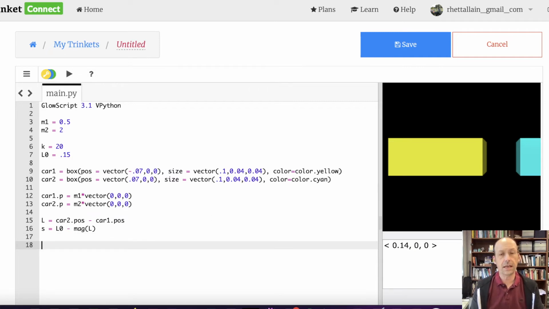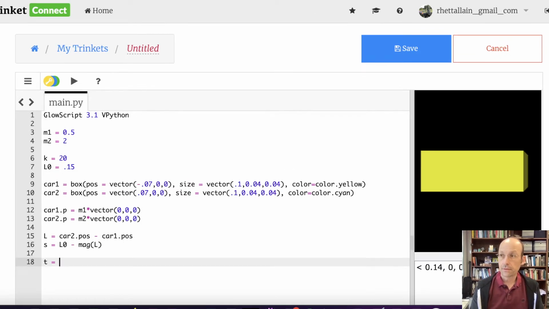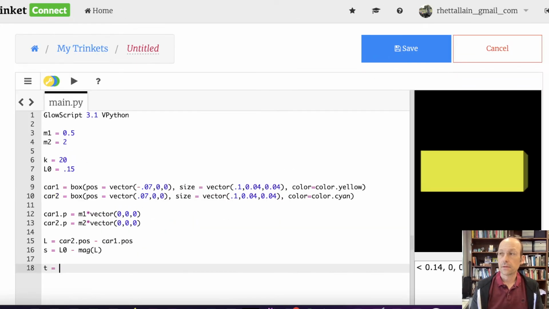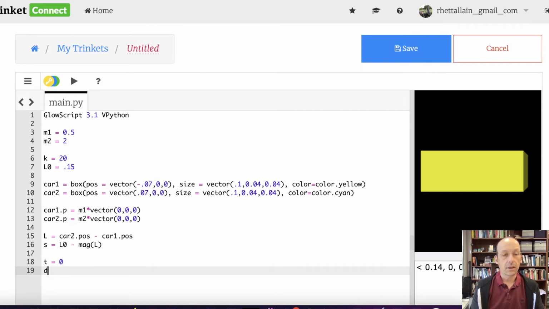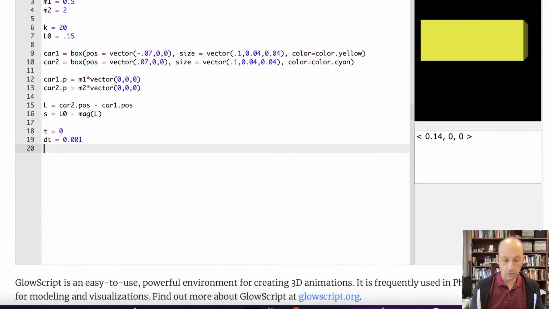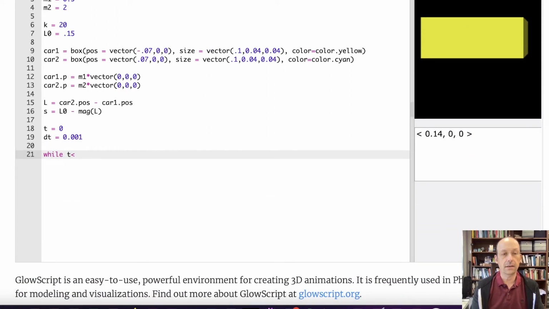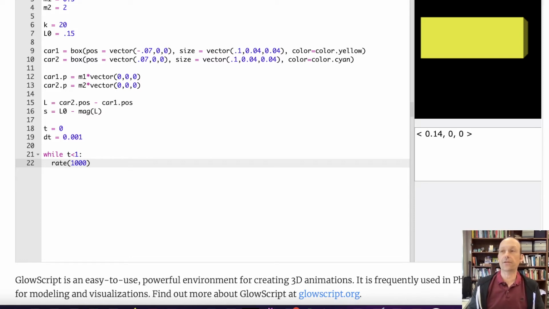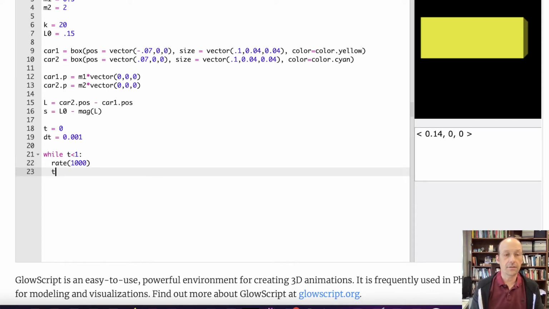So the first thing I'm going to say is while... T, is this not big enough? That's good. T equals 0, dt equals 0.001, and I'm going to make a loop while t is less than 1, rate 1,000. So rate 1,000 says don't do more than 1,000 calculations per second. That's kind of important. If I want it to run in real time, that would be the rate. And I'm going to say t equals t plus dt because I forget this sometimes, and then it runs forever.